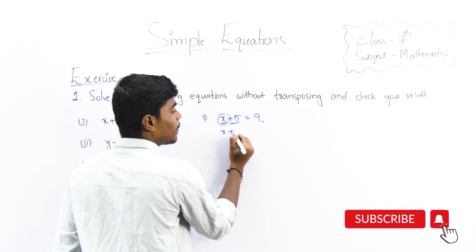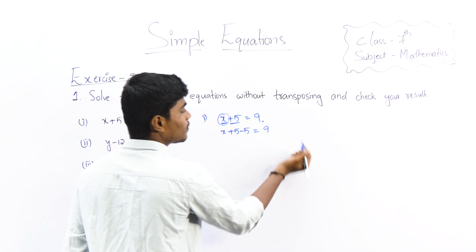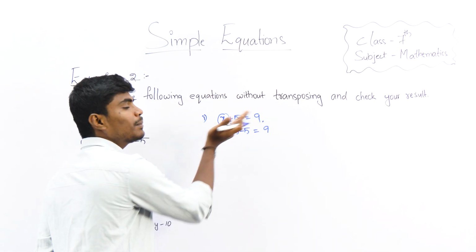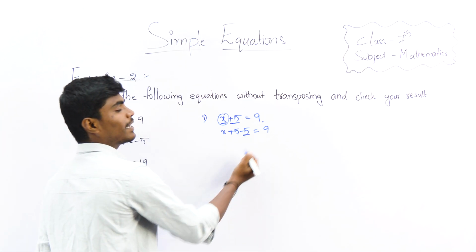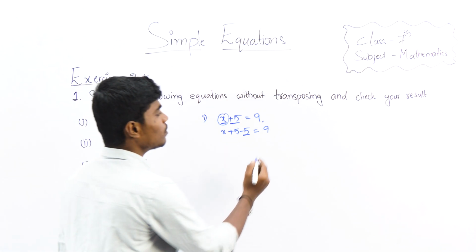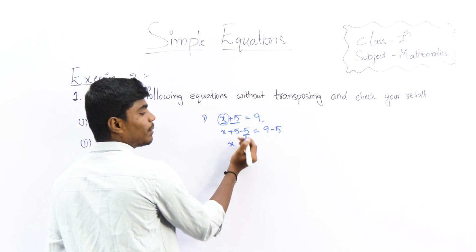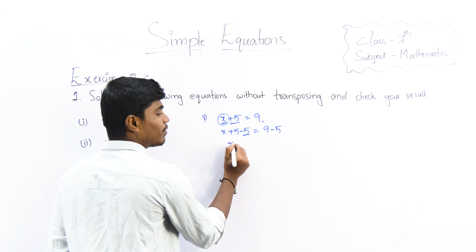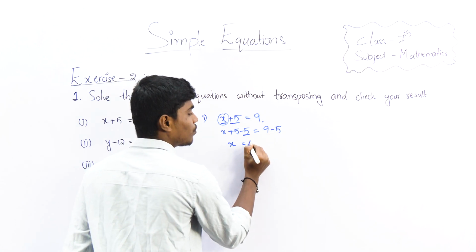So x plus 5 minus 5 is equal to 9. See, we have to keep the equation balanced. Here we have subtracted 5, so here also we have to subtract 5 on the right side. So minus 5. Here x plus 5 minus 5 is 0, so the remaining one is only x, and 9 minus 5 is 4.